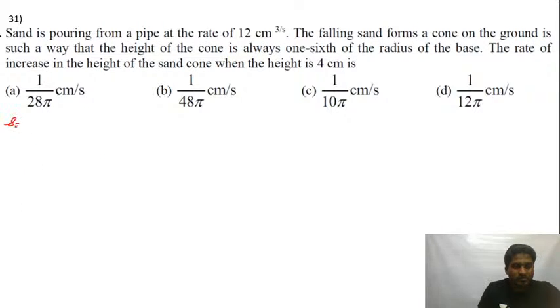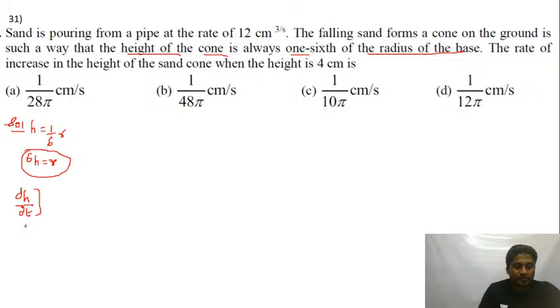Alright, now listen. Height of the cone is always 1/6 of the radius of the base. H is equal to 1 by 6 into R. If I cross multiply, you get 6H is equal to R. I am getting relation R in terms of H. Now, the rate at which the height is increasing, I am supposed to find out dH by dt, when the height is 4 centimeter. It's a standard NCERT question which was asked in PYQ, previous year question.